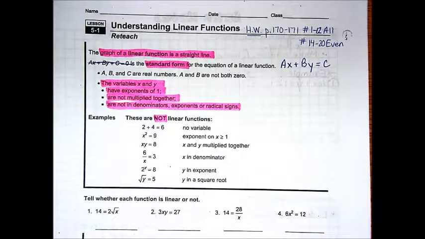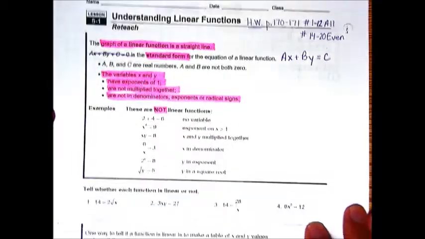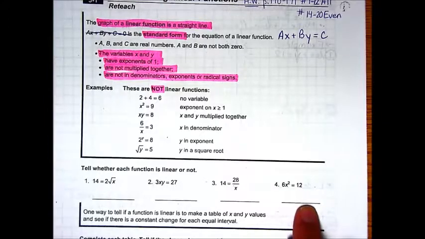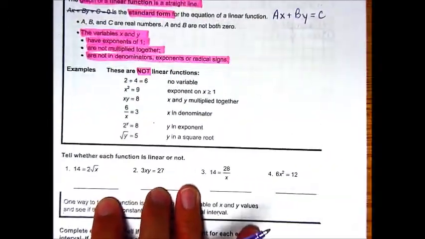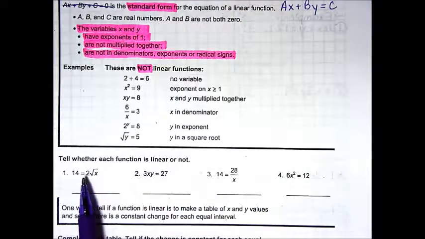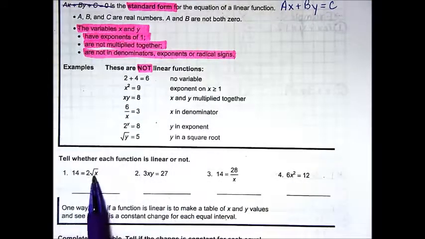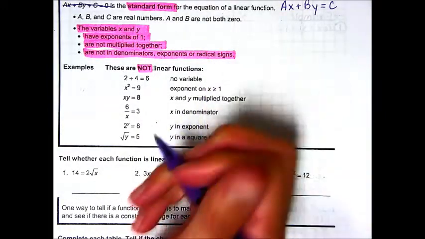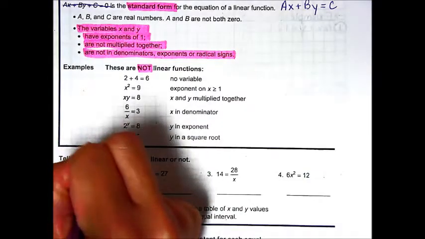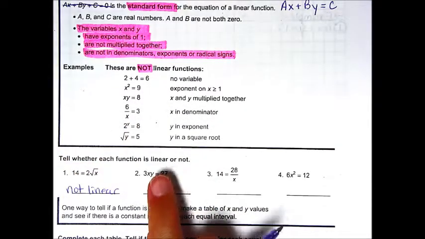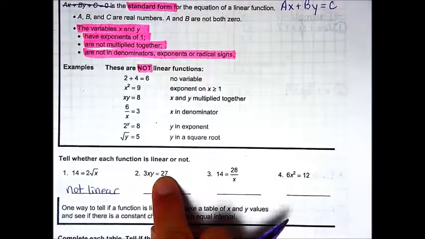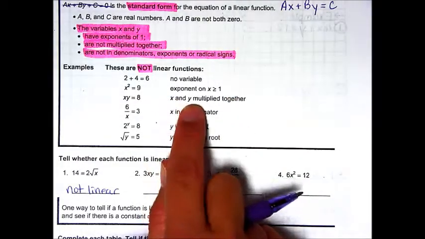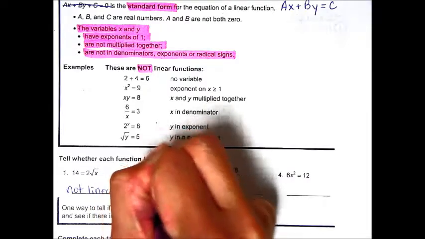So a couple of the first homework questions that you see today are going to ask you to look at functions and tell, are these linear or not? So let's see if we can use these rules and figure this out. In number 1, if you look at where your variable is, this has a variable that is underneath a radical sign. Your x and y cannot be under a radical sign, so this is not linear. This one, 3xy equals 27. There's definitely a reason why this is not linear. Hopefully when you look at this list you see it. x and y can't be multiplied together. Not linear.